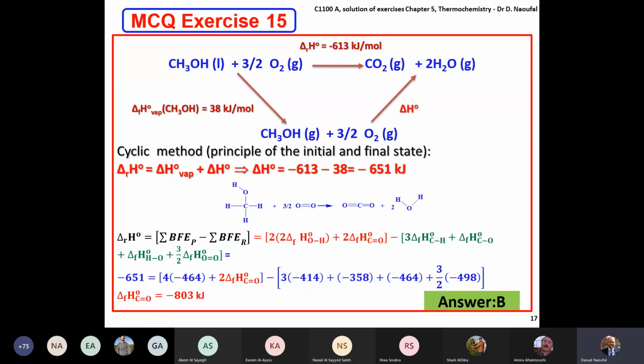This is the cycle method. As a conclusion, think to construct a cycle when you could not use directly method 1 or method 2 or method 3, or in other words, when you have several types of thermodynamic data.